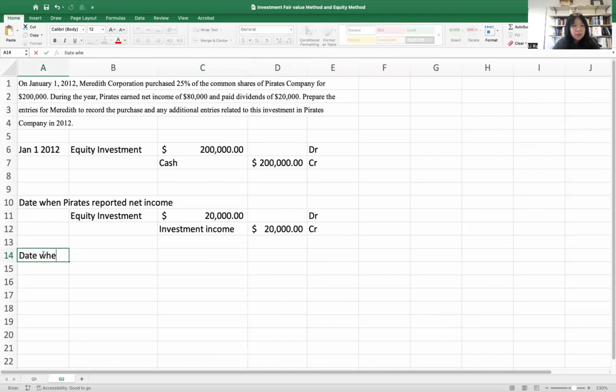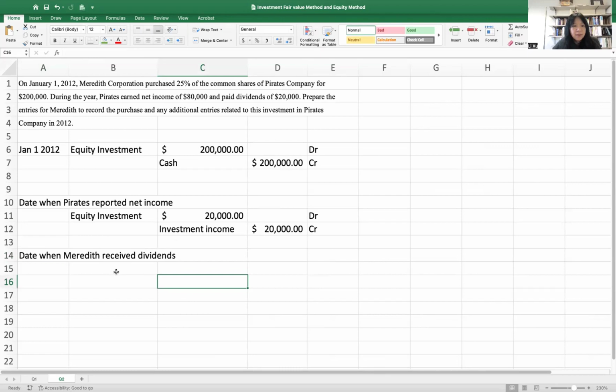Next one should be the date when the company actually pays out the dividends, when Mary receives dividends. When the company receives dividends, first it's very clear they receive the cash. How much cash do they receive? They receive 25% of the total dividends paid out. So that's 5,000.